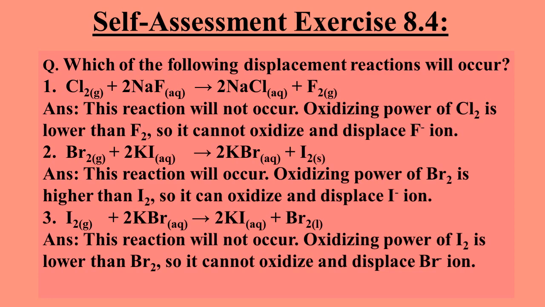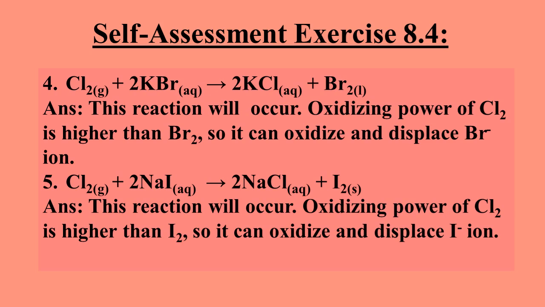In the second equation, bromine is reacting with potassium iodide and displacing it. This reaction will occur because oxidizing power of bromine is higher than iodine, so it can oxidize and displace iodide ion. While in the third equation, iodine is reacting with potassium bromide and displacing the bromide ion. This reaction will not occur because oxidizing power of iodine is lower than bromine, so it cannot oxidize and displace bromide ion.